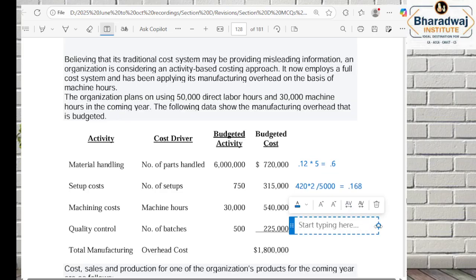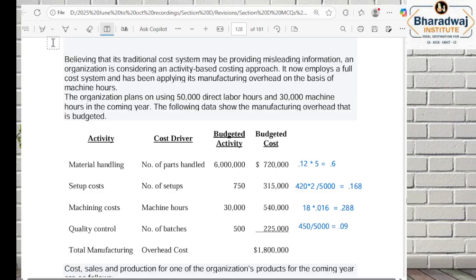Next, 2,25,000 divided by 500. How much will it be? 450 per batch. Each batch consists of 5,000 units, as we already know. So 0.09.